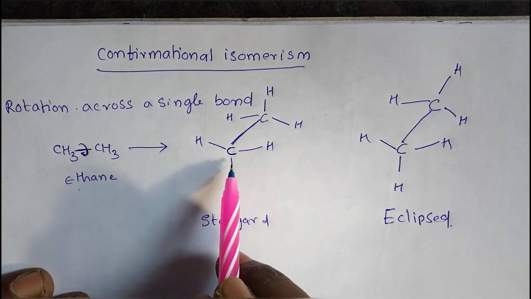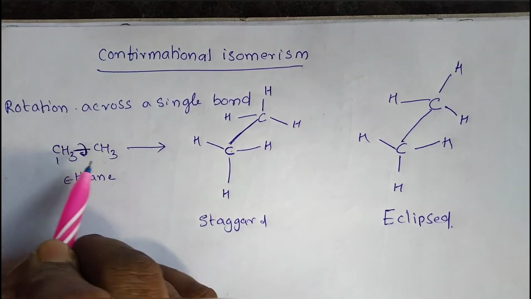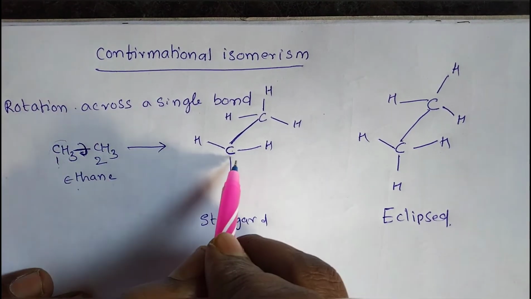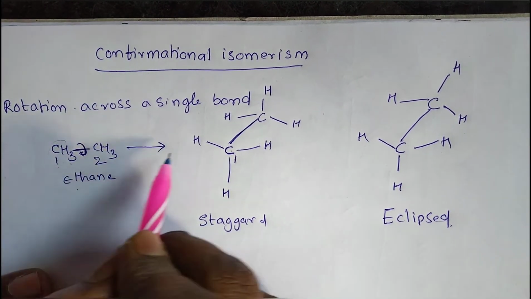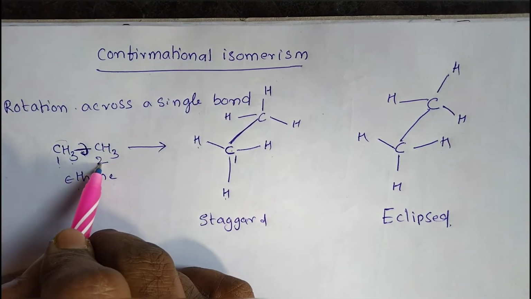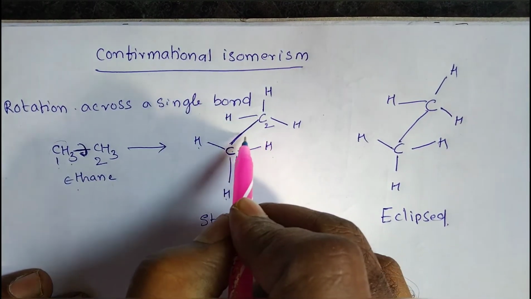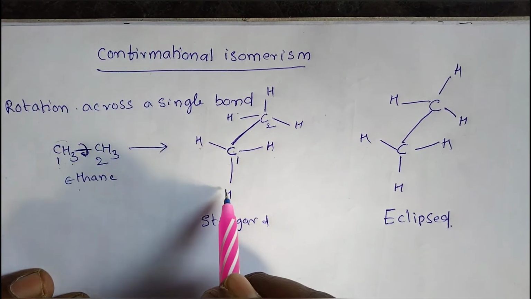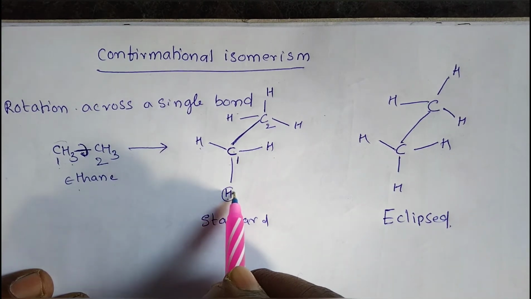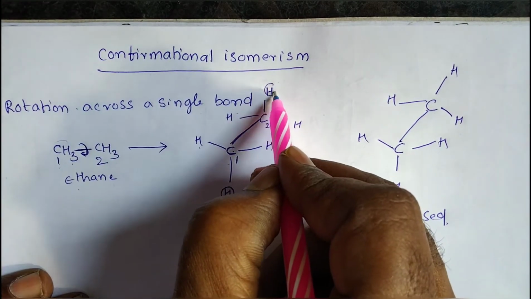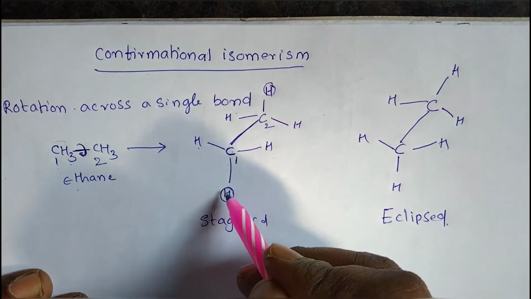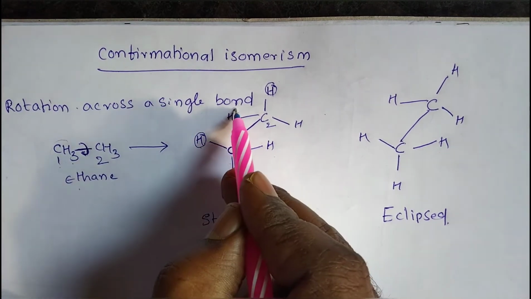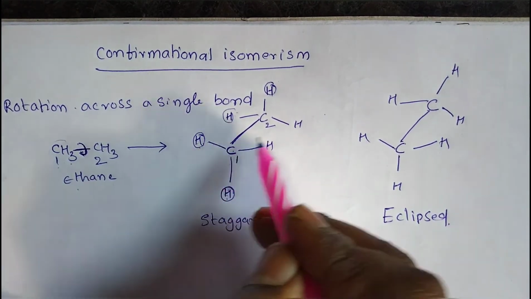In the staggered conformer, this is the first carbon atom and this is the second carbon atom. On the first carbon atom, 3 hydrogens are there, 1, 2, 3, and this is the second carbon atom, and these 3 hydrogens we have written like this. If you observe carefully, this hydrogen is at the bottom, whereas this hydrogen is at the top. That means the hydrogens are located in exactly opposite directions, and here also. So when you compare these two hydrogens, they are located in exactly opposite directions.